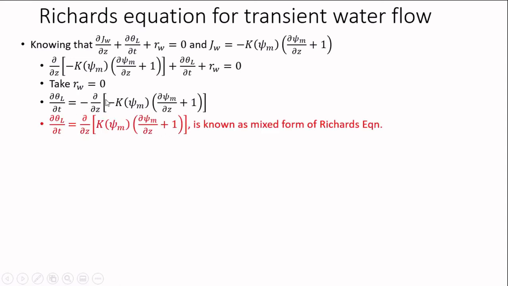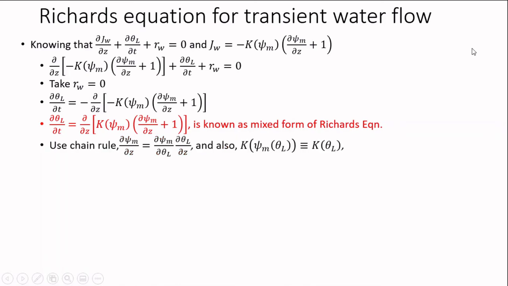We can take out the negative sign from here to here, so negative becomes positive. So we get something like this, a new partial differential equation, and this is known as a mixed form of Richards equation. The reason it's called mixed form is because here you have matric suction, and then at the storage you have water content. So you have a mixture of matric suction and water content in the governing equation. So that's why you call it mixed form Richards equation. In general, this is also known as a Richards equation.